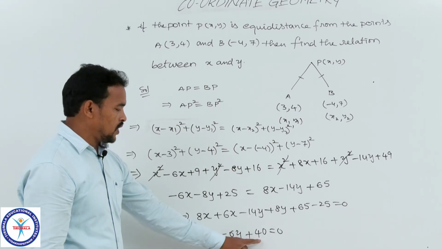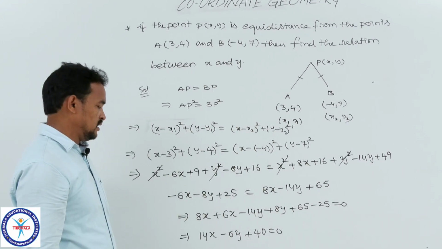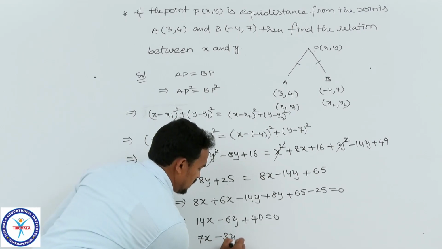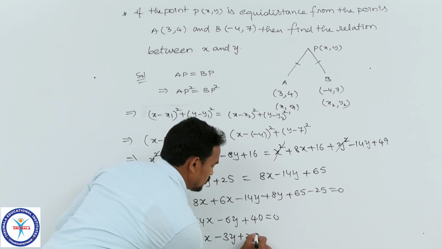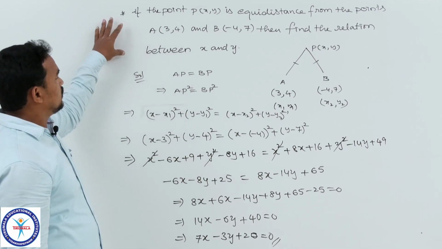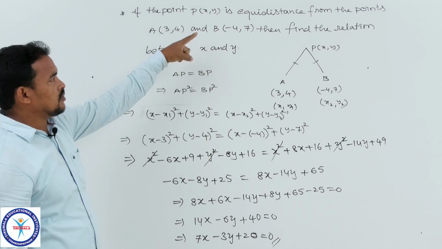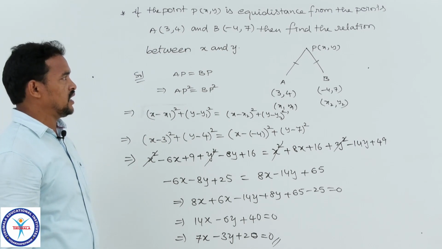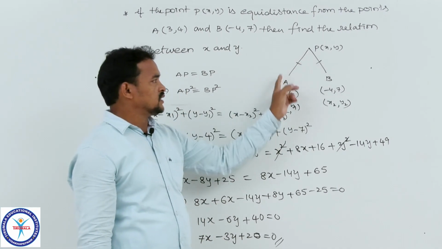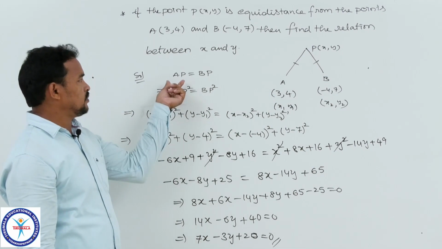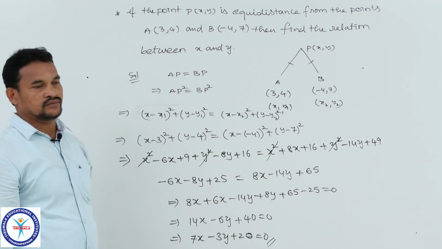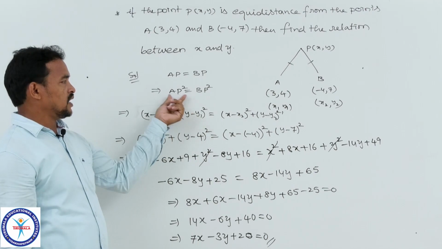Here 14, 6, 40, these three are divisible by 2. Now 7x minus 3y plus 20 equals 0 is the relation between x and y. In our question, the point P(x, y) is equidistant from the points A and B. Then how do we find the relation between x and y? When P is equidistant from A and B, the distance from A to P and the distance from B to P are both the same. For this, AP square equals BP square.